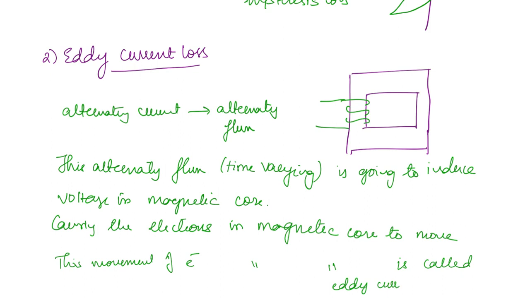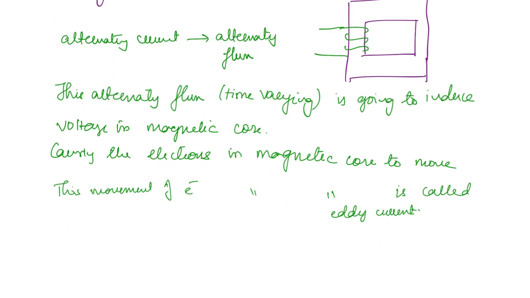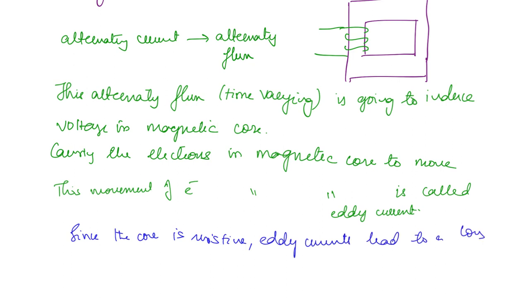Now when there is a current, okay, the magnetic core is resistive in nature. So when there is a current and when there is a resistance associated, then there will be losses in the form of heat. Okay, and that loss is called the eddy current loss. So you can write, since the core is resistive, eddy currents lead to a loss in the form of heat. Okay. So this is called the eddy current losses.